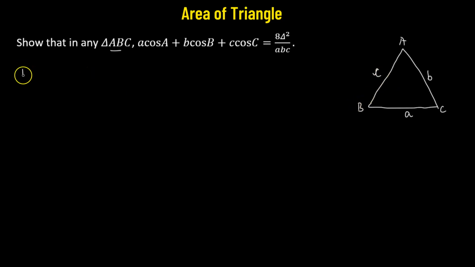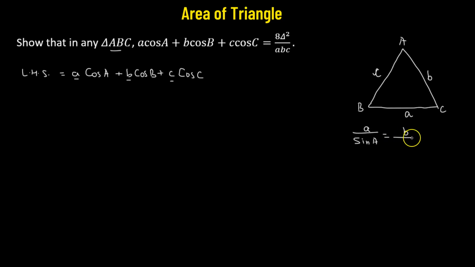Now we'll start from the left hand side of the given expression: a cos A + b cos B + c cos C. We will replace a, b and c with their respective sine values. For that we'll have to use the law of sines. The law of sines states that the ratio of side a to the sine of the angle opposite to it is equal to the ratio of side b to the sine of angle B, which is also equal to the ratio of side c to the sine of angle C. This is the law of sines.